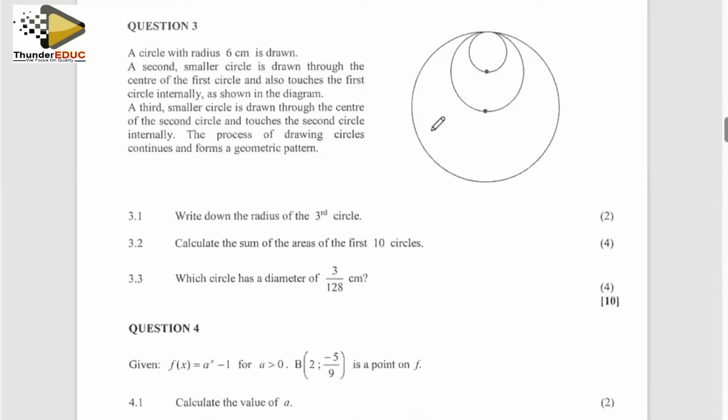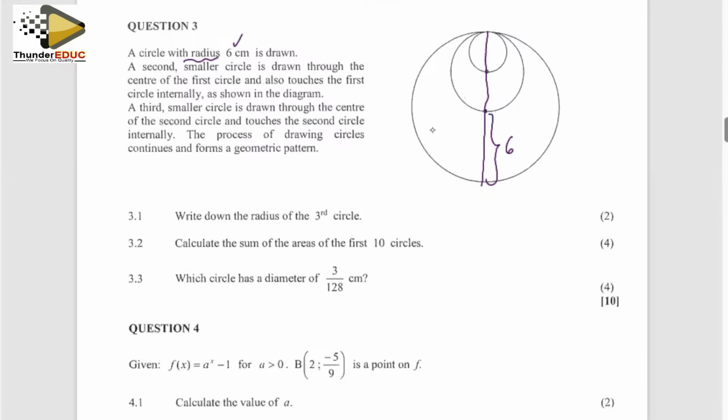Wow. They're telling us that a circle is having a radius of 6 centimeters. Now, we need to know what is radius. Radius is just the distance from the center to the circumference. So if we draw, let's say this is our diameter, the distance from here up to there is a 6.